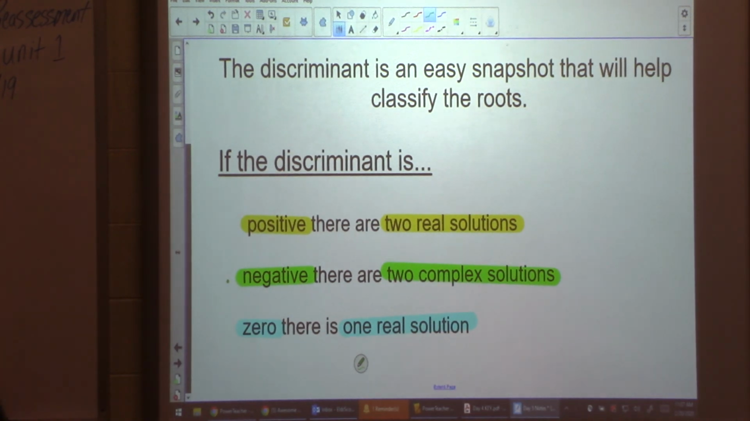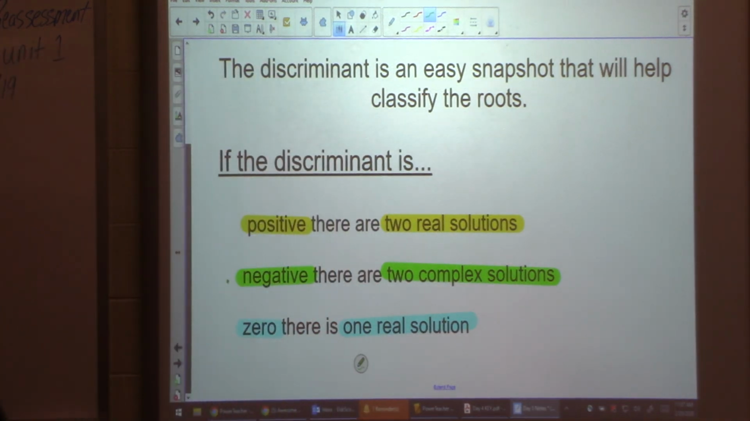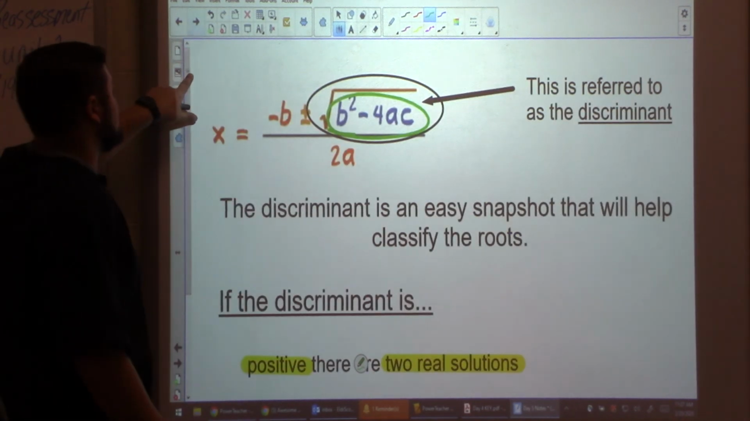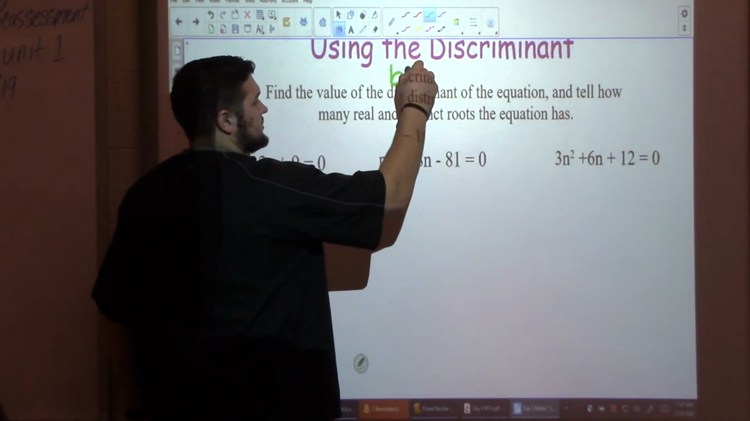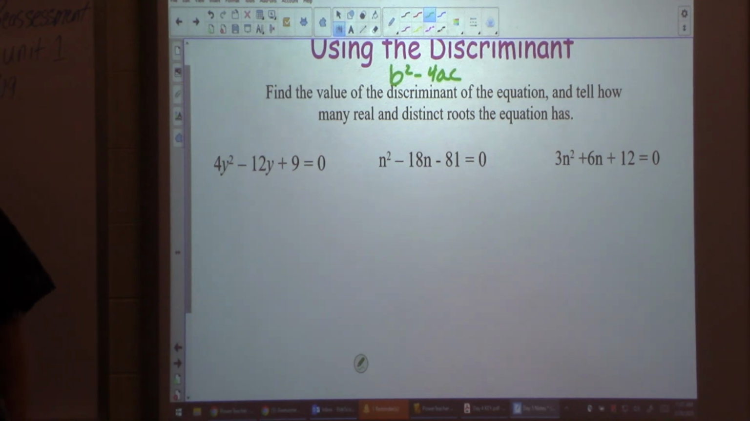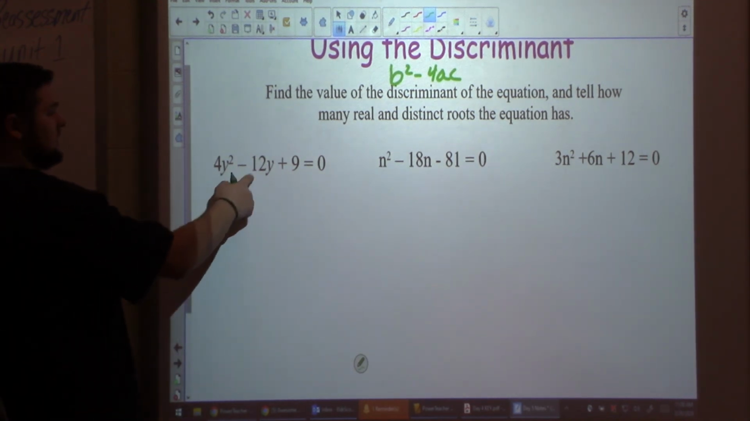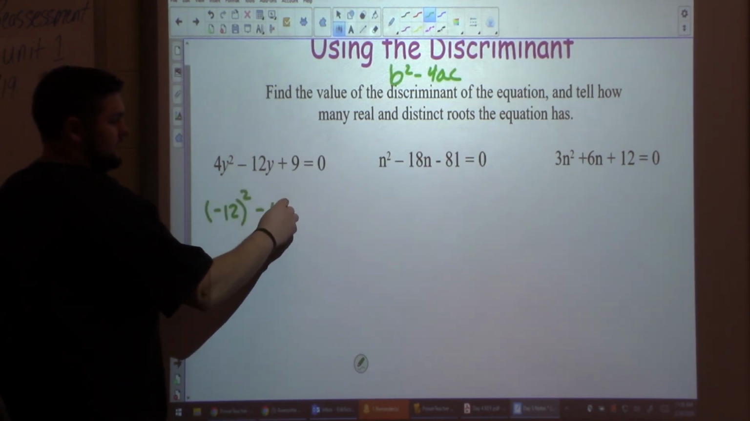Now, do you need to know where they come from? No. Can you still use your calculator on a test to figure out what type of solutions you get? Yes. But you also have the choice now of using the discriminant. So let's practice it a couple times and I'll hand the homework out. So, use the discriminant, b squared minus 4ac, to tell how many real and distinct roots we have. If I have this first equation, I take my b value, negative 12, and I square it. Minus 4ac.